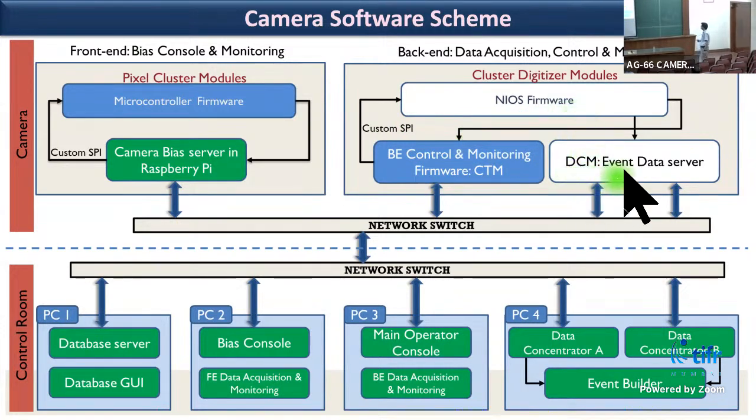And this is the DCM, which transfers the data to the data concentrator PC, where the data concentrators are running. It takes data from A and B, and finally it is fed to the event builder and stored in the file.